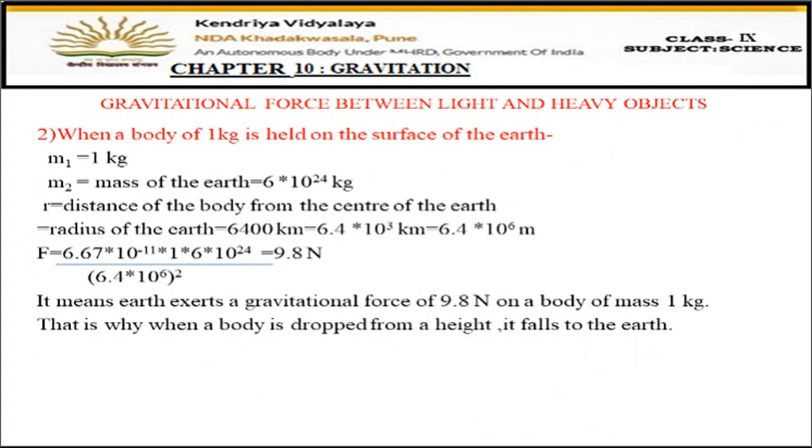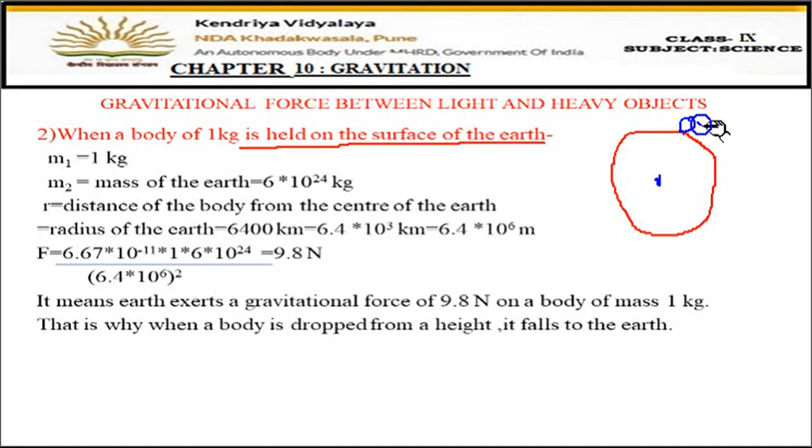Now let us move on to the second case, when a body of 1 kg is held on the surface of the earth. What is the case now? One of the bodies is of 1 kg and the other body is the earth, right? This is the situation that this is, suppose, the earth, and a body of 1 kg mass is kept on the earth, right? This blue color shows the body of 1 kg and the second body is the earth, because this 1 kg body is present on the surface of the earth. Now this is the center of the earth. So now m1 will be 1 kg because this body is of 1 kg mass.